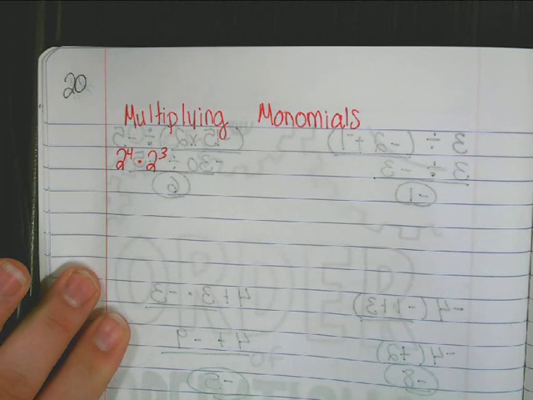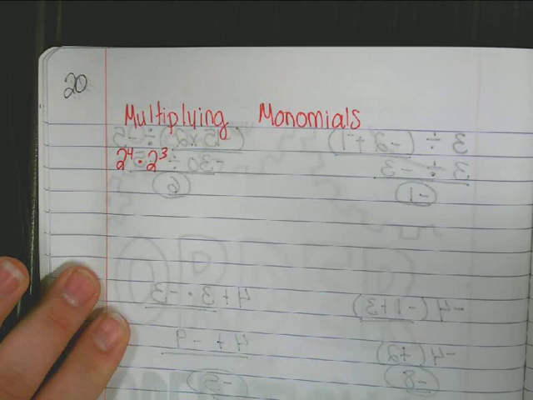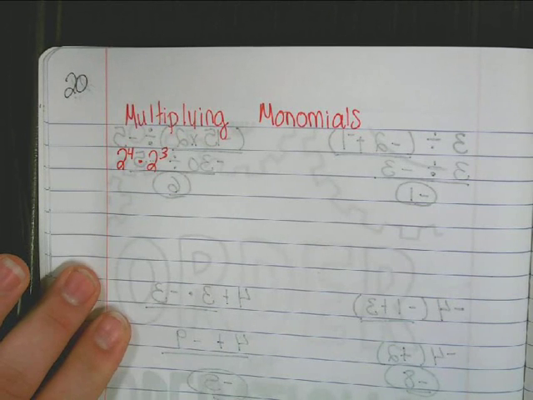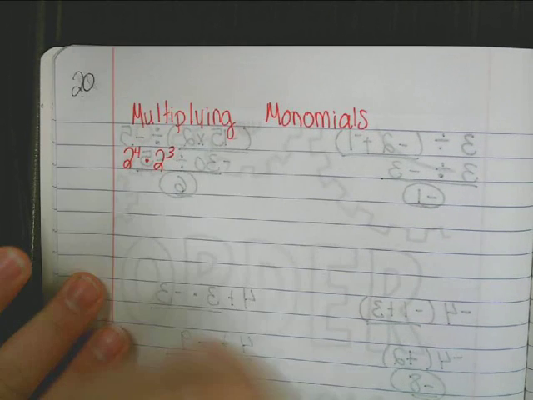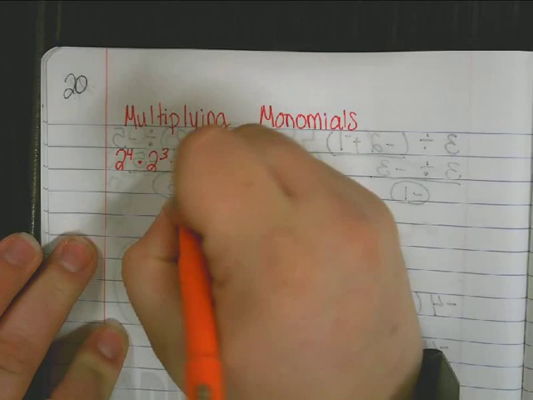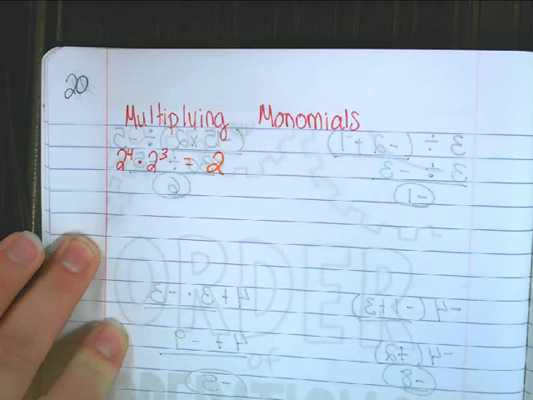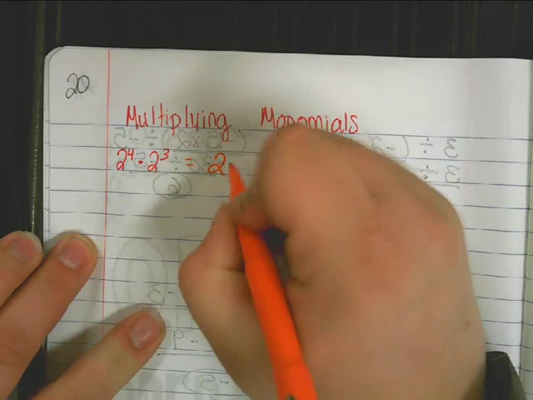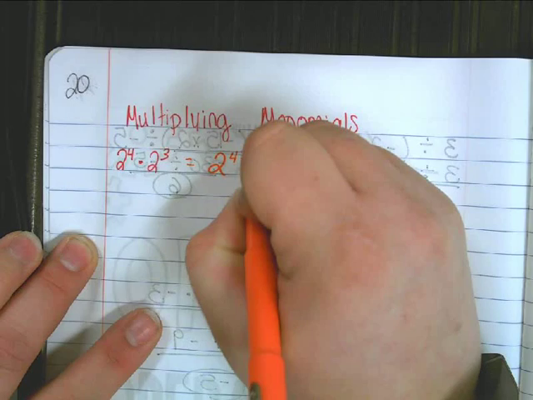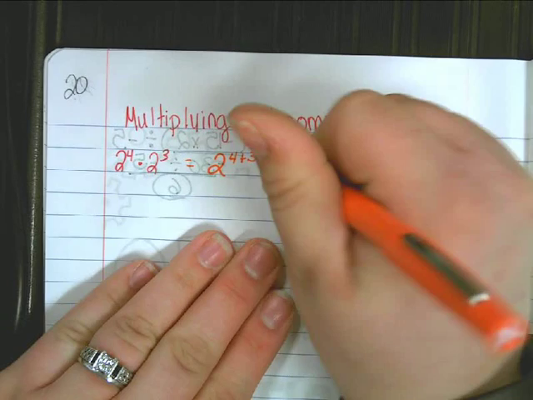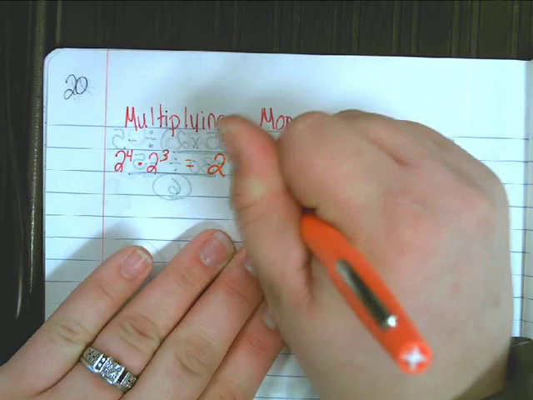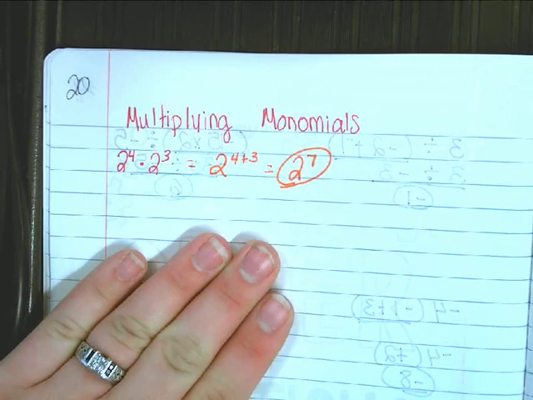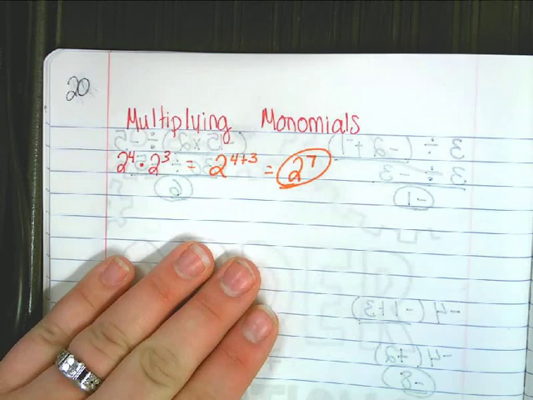So 2 to the 4th times 2 to the 3rd. If I have 2 to the 4th times 2 to the 3rd, when I multiply monomials, I keep my base, so my base is 2, and I'm going to add my exponents. I'm going to take 4 plus 3, so my answer would be 2 to the 7th. That's your answer.